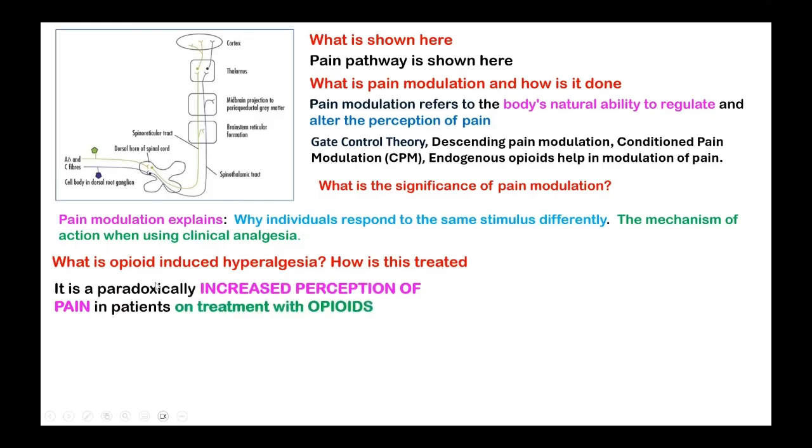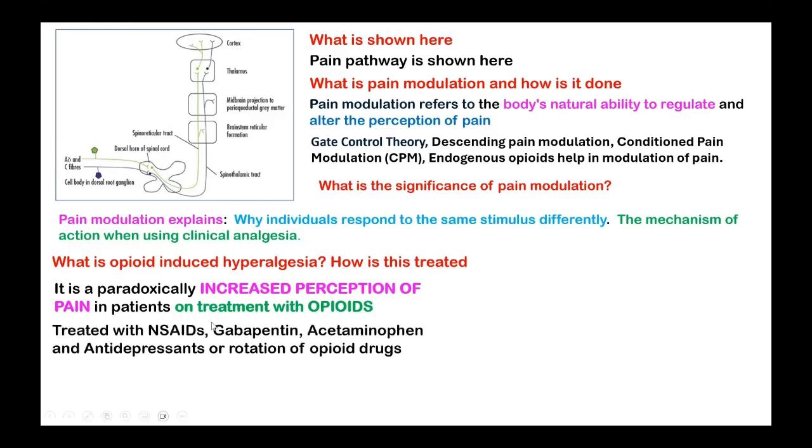It is a paradoxically increased perception of pain in patients on treatment with opioids. That is called opioid-induced hyperalgesia. How can you treat it? Avoid opiates and use other modalities. Treat with NSAIDs, gabapentin, acetaminophen, antidepressants, or rotation of opioid drugs. These are all the methods of managing opioid-induced hyperalgesia.